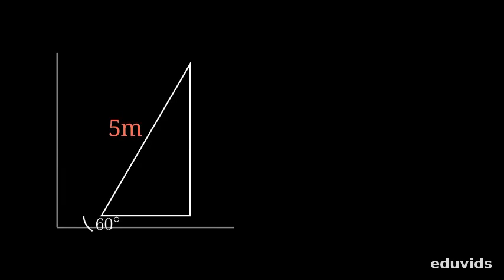Trigonometry isn't just for textbooks. It's everywhere. Imagine a 5-meter ladder leaning against a wall, making a 60-degree angle with the ground. How high up the wall does it reach? We have the hypotenuse, ladder length, and the angle. We want the opposite side, height.